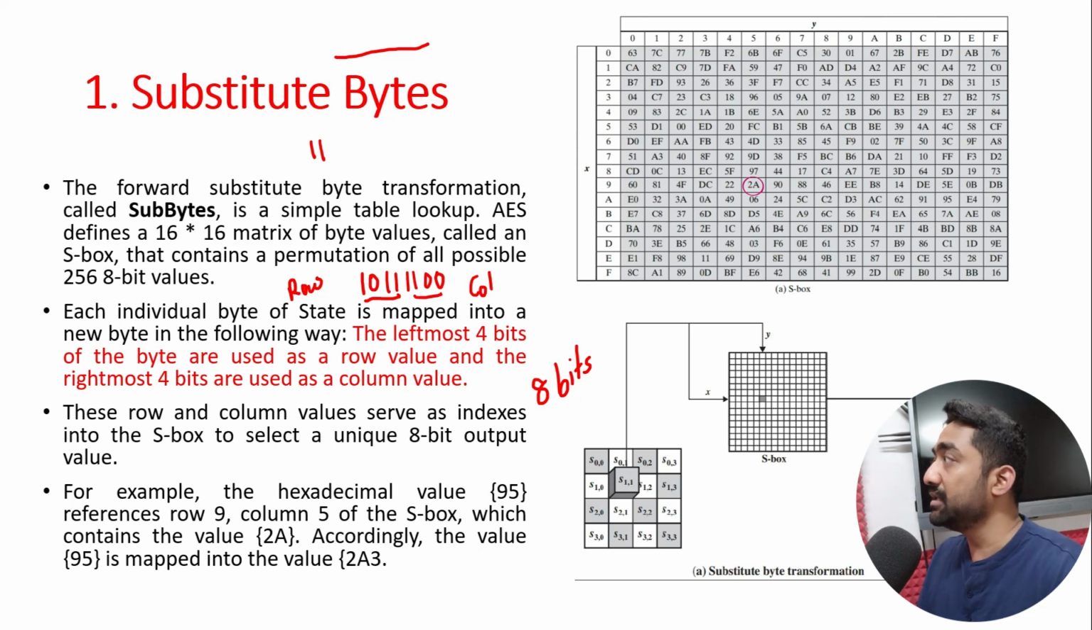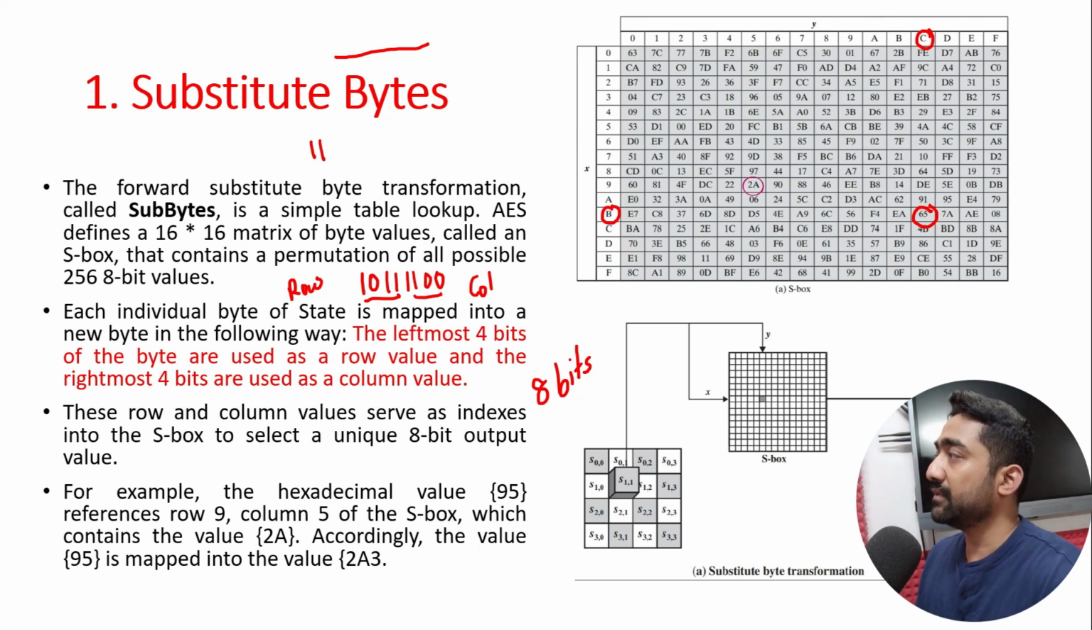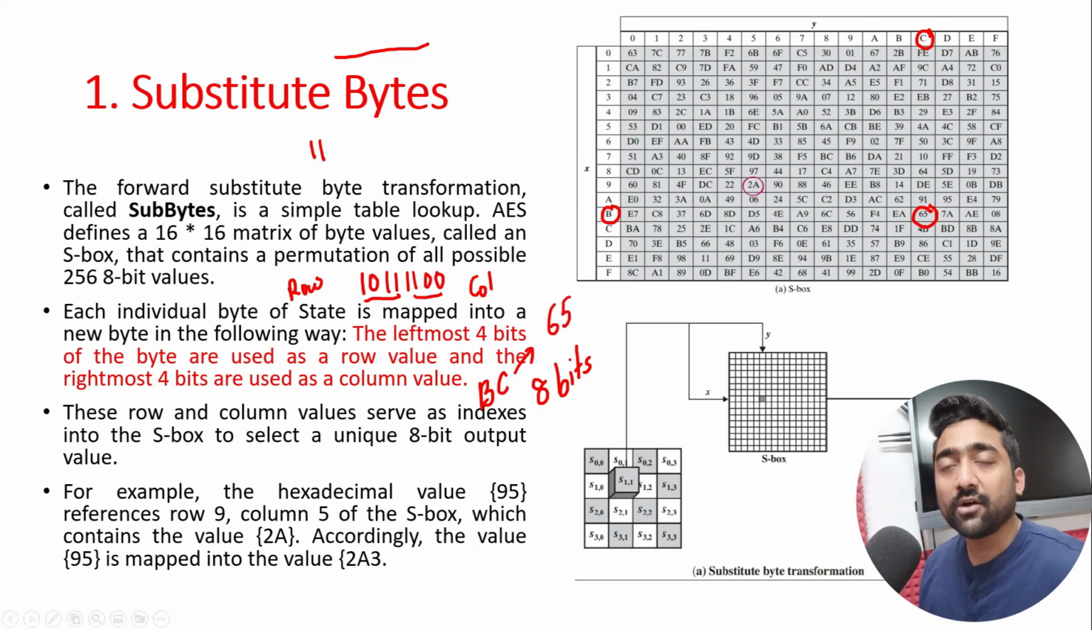11 in hexadecimal is, see over here, 10 stands for A, 11 stands for B, right? So I will consider the B row, and similarly 1100, 8 and 4, is 12. So I would consider the C column from this particular table. Whatever is the intersection of B and C will give me the value 65. So I can say that 1011 1100, that is B and C, will give me the answer 65 in hex. This is how substitute bytes, the very first step, works in AES.